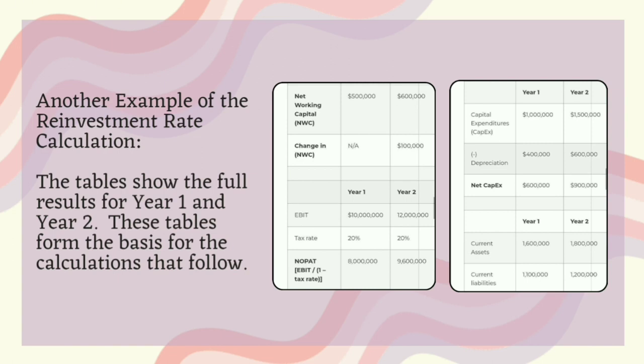Earnings before interest and tax in year 2 is 12 million, on which the firm must pay 20% tax. The NOPAT left after paying the tax is 9.6 million.